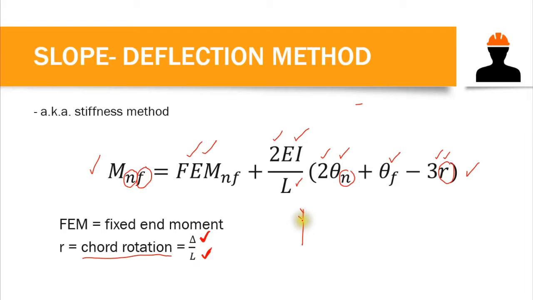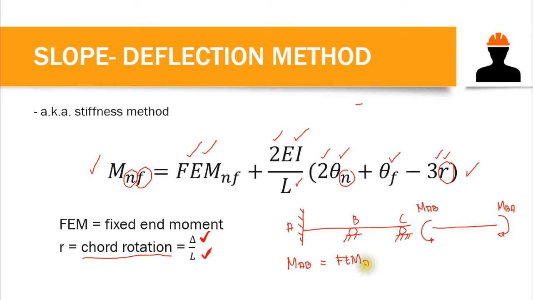Like for example, if we have this structure, okay, in which this is our A, this is our B, and this is our, let's say, C. So of course, you need to divide this structure into members or at the point of discontinuity, and we can divide this into 2. We have AB and BC. Now let's say we have AB. Now if we cut at B, of course we would have moment, okay, and we have moment here. So let's say this is our moment AB, and this one is our moment BA. Now to compute for the slope deflection equation, you just need to compute MAB, that is the moment at support A, and this equals the fixed end moment AB, that is at support A again, plus 2EI over L, then 2 times theta A plus theta B minus 3R.